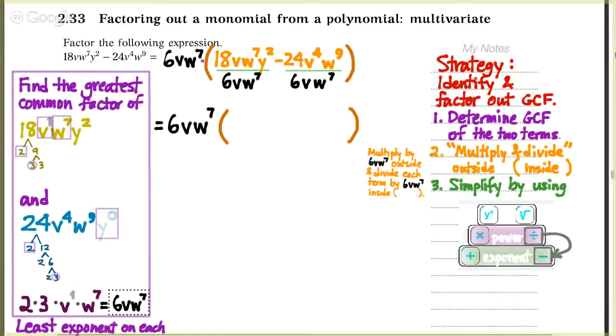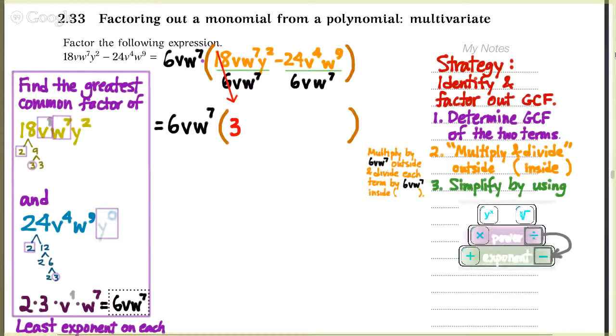Because what we have on the inside are two terms which are each quotients, the results of dividing monomials by one another. So the 18 divided by 6 can give me a 3. And then we start looking at the powers of v, w, and y that will help us to simplify. And when we divide powers of a common base, we can instead subtract their exponents.